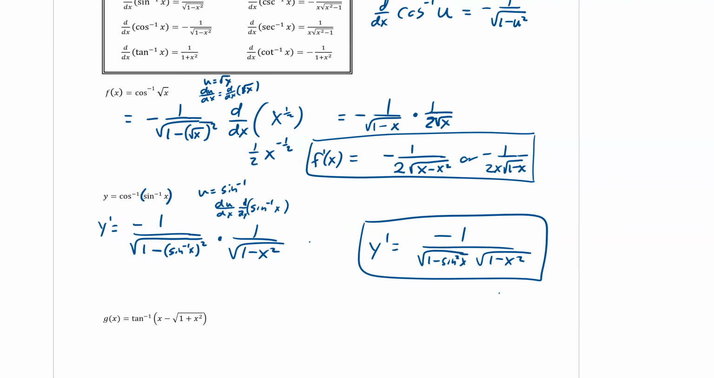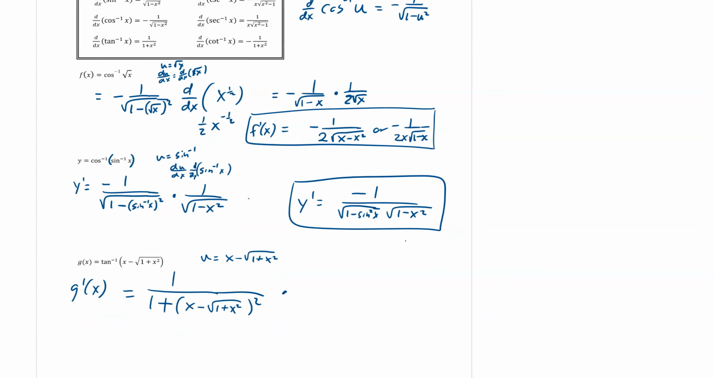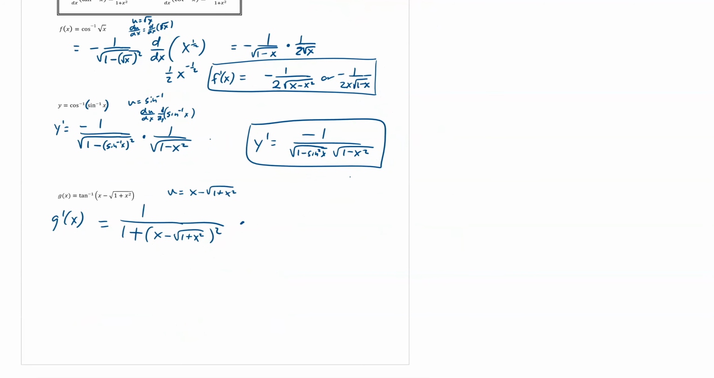All right. Let's try one with a tangent now. So for tangent, we use that formula. So tangent would be 1 over 1 plus, and then we plug this in. So our u here is x minus the square root of 1 plus x squared. So that would be x minus the square root of 1 plus x squared, like that. So you can see all we're doing is just taking that and plugging it in there. And then now we have to do the derivative of that guy. So that one I do want to write off to the side because it's not very pretty.